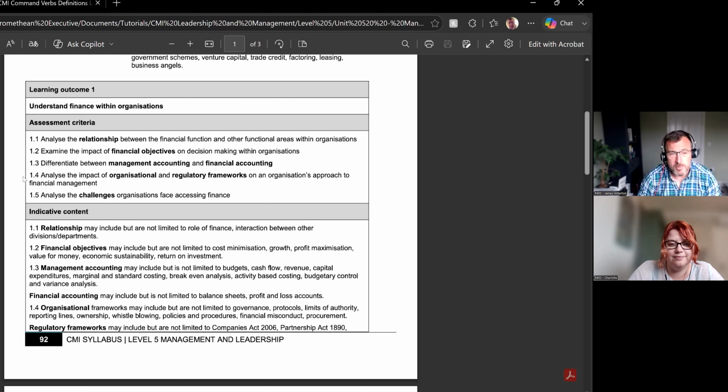So the first learning outcome is understand finance within organizations. And the first question, 1.1, is to analyze the relationship between financial function and other functional areas within organizations. So let's apply our rules straight away.